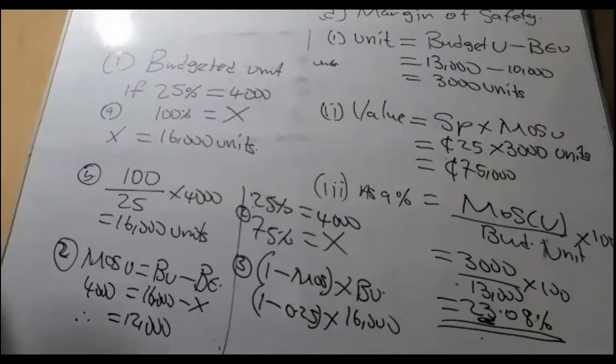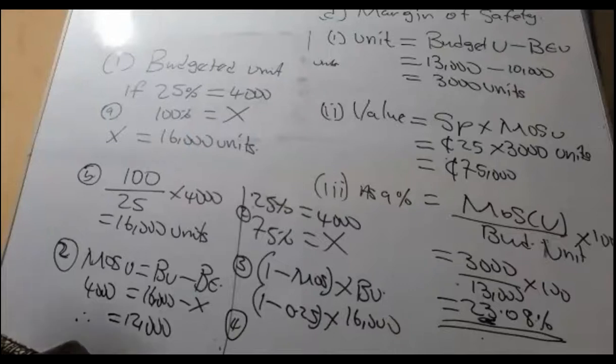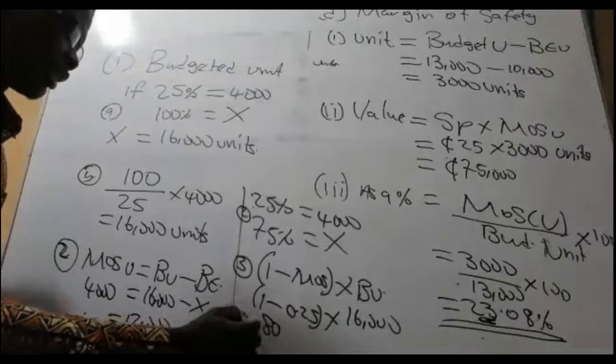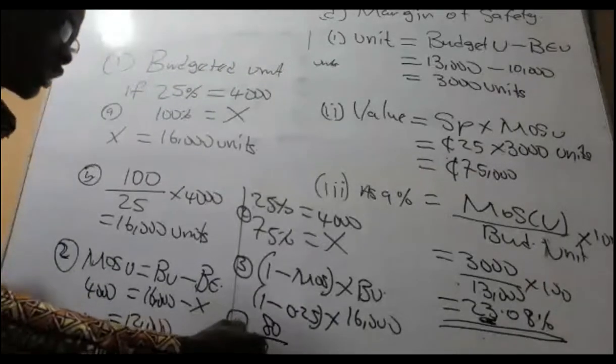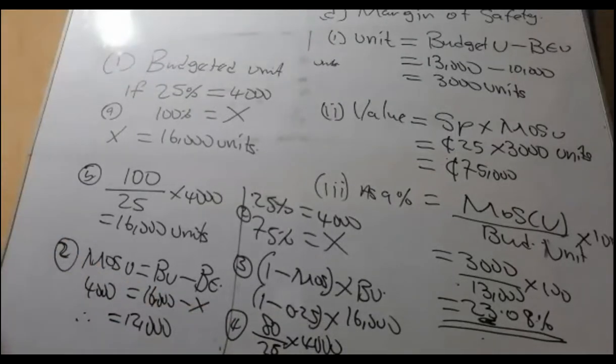In fact, let me add number four to it. Number four, what are you looking for? I'm looking for break-even. Break-even, you know, is less than 100, so that's the 80%, right? So I'm looking for 80%. What do we have? 80 over 25 times 4,000. It's going to give us the same answer. So four different methods. Good. Now let's move on with the question that we are solving.